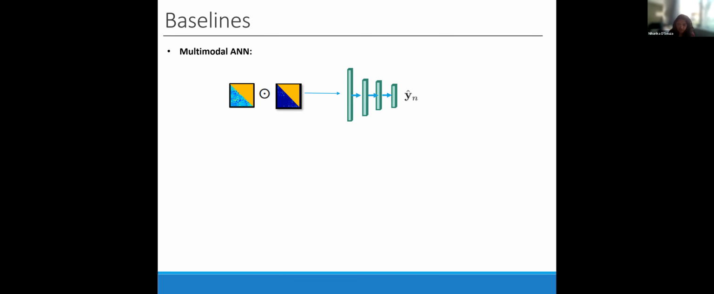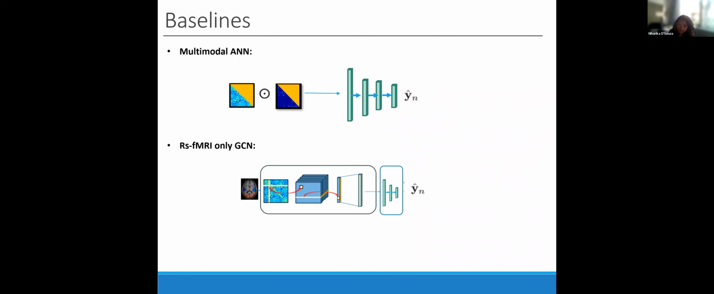feature extractor. The second baseline uses the same architecture as the MGCN, but removes the contributions of the DTI graph Laplacians. This helps us evaluate the benefit of adding structural regularization to the representation learning.